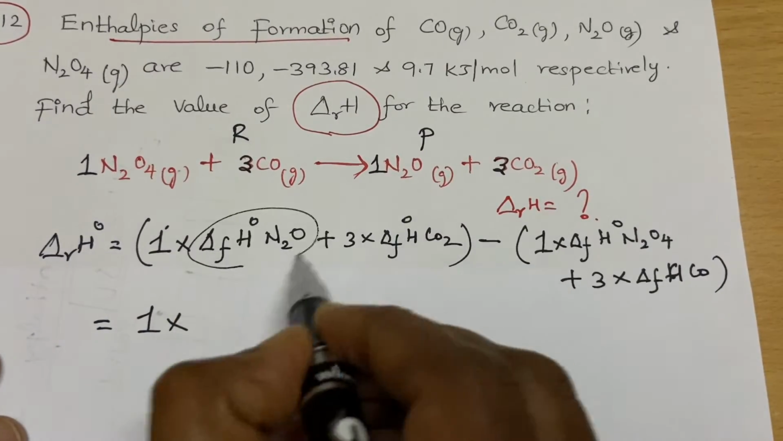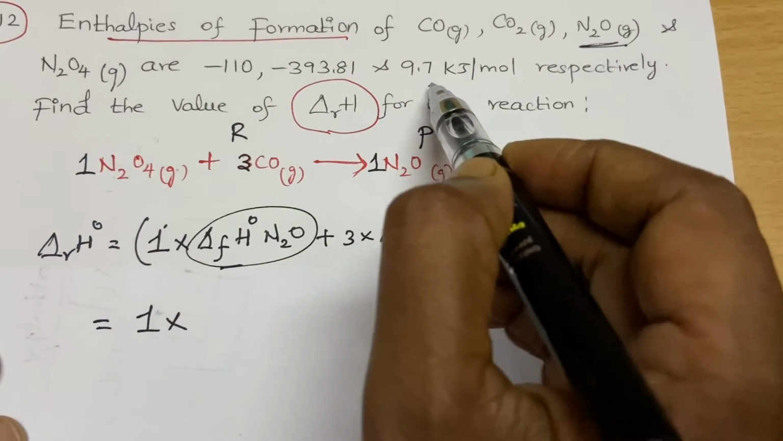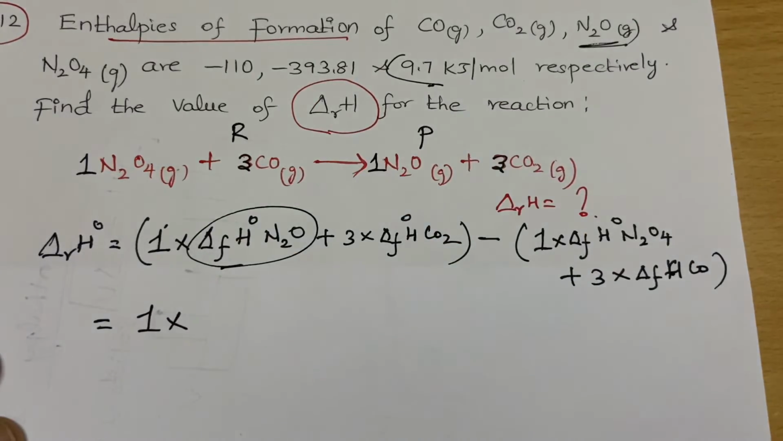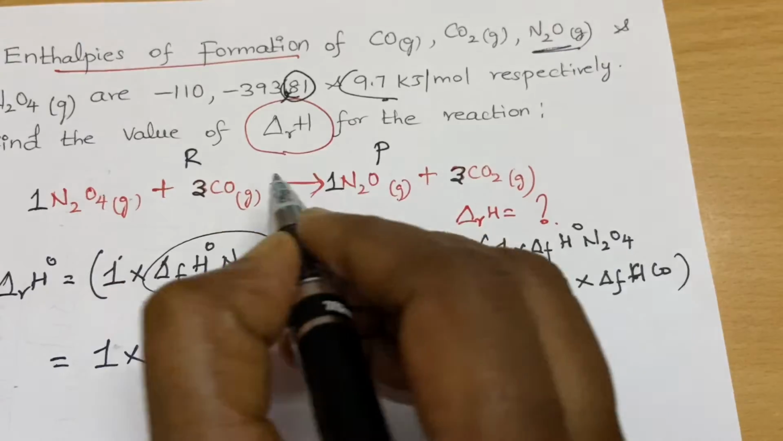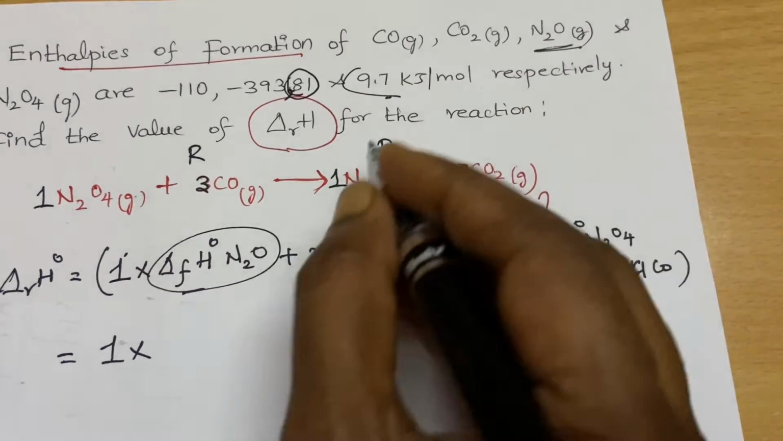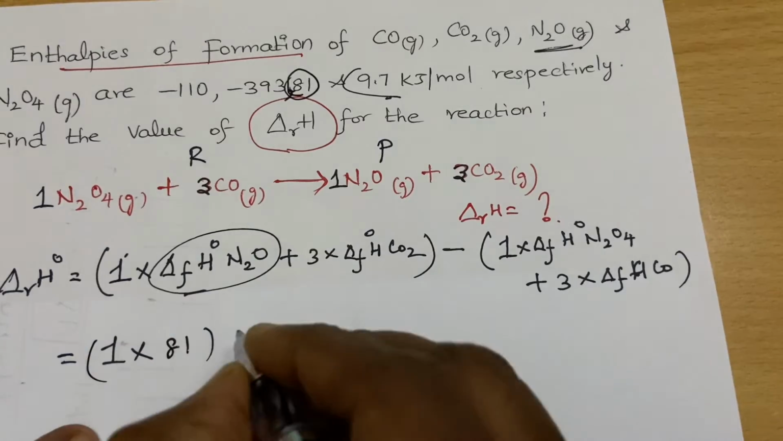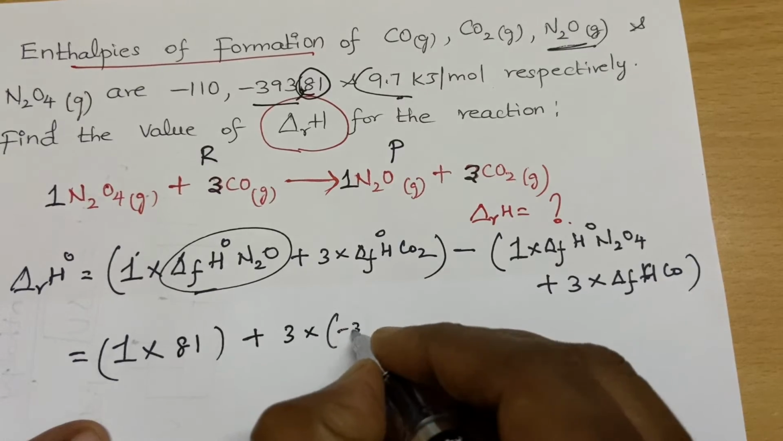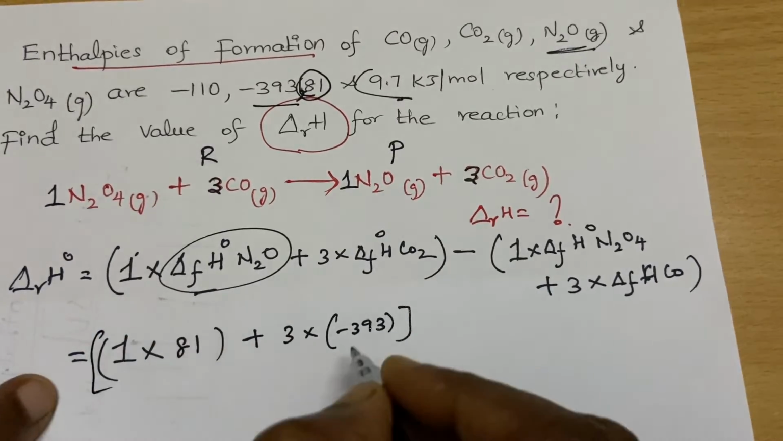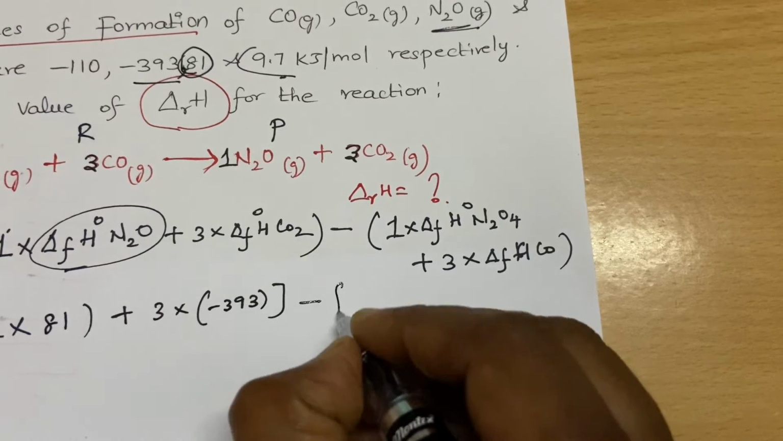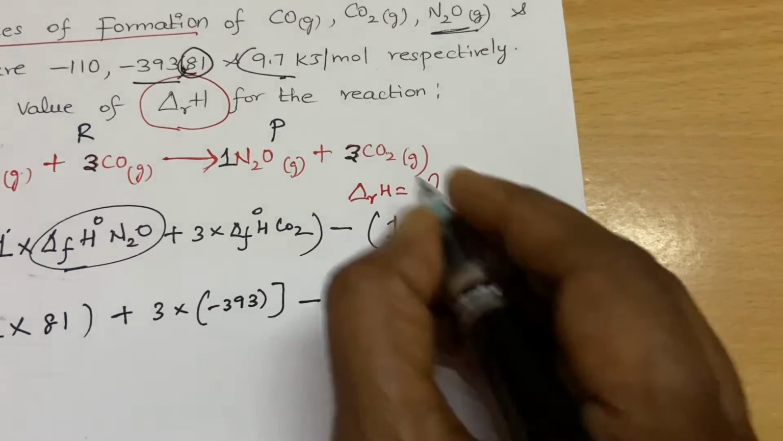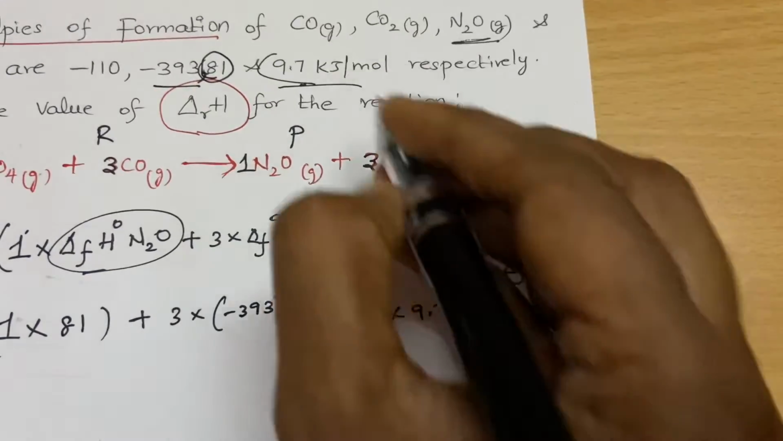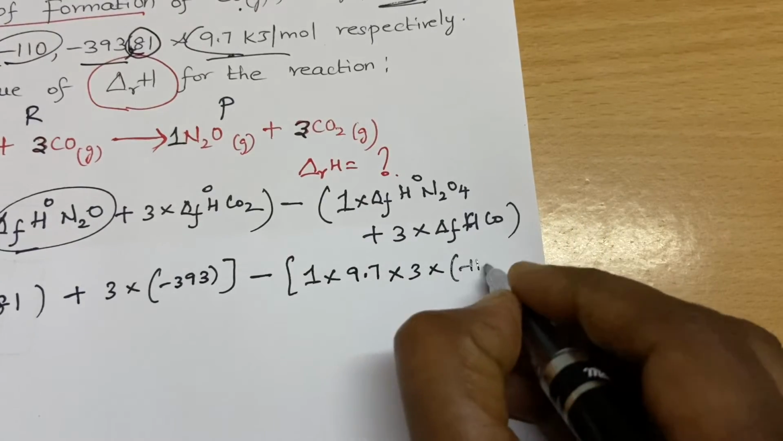So here the enthalpy of formation of N2O, where is it given? Sorry students, this is the third value. For N2O the enthalpy of formation is 81, plus 3 into enthalpy of formation of carbon dioxide, the second value, it is minus 393. The product side is over. Here 1 into enthalpy of formation of N2O4, it is 9.7. Then 3 into enthalpy of formation of carbon monoxide, it is minus 110.